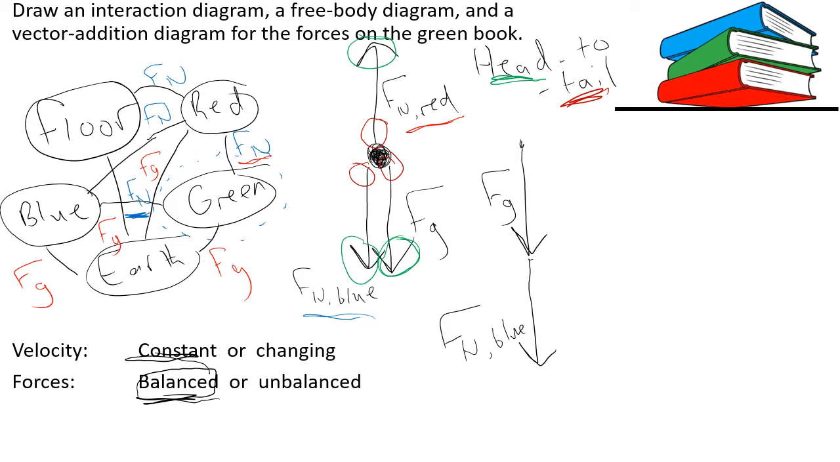So I've done my FG, I've done the normal force from the blue book, and now I need to do the normal force from the red book. According to the rules that I just talked about, I would need to start right here, but that's going to cause me to overlap onto another vector, and it's going to look a little messy. So I'm going to hop over here to the side and start right there.